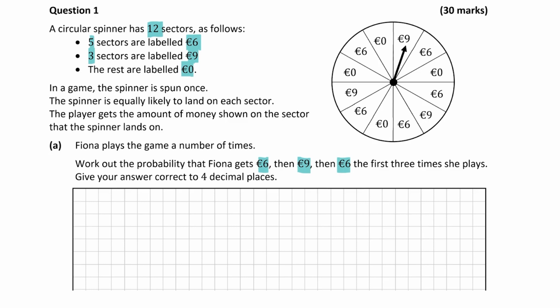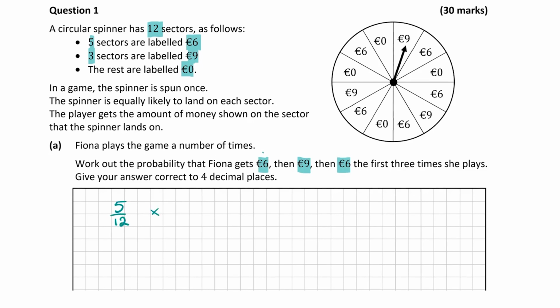So let's just do this one by one using the and/or rule in probability. The and/or rule means that if you say and, you multiply. If you say or, you add. And you'll see that now in a second. So first of all, the probability that she gets €6 the first time she plays. There's 5 sectors labelled €6, so she has a 5 out of 12 chance that she's going to get that.